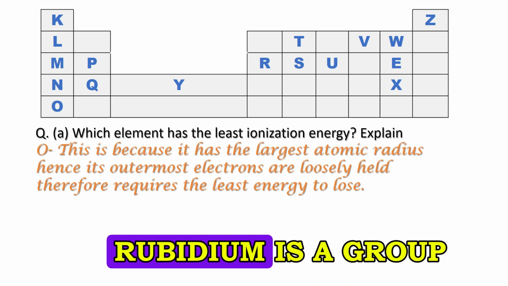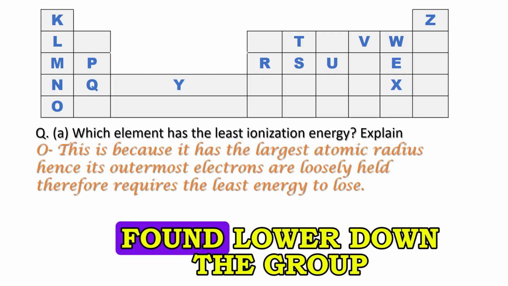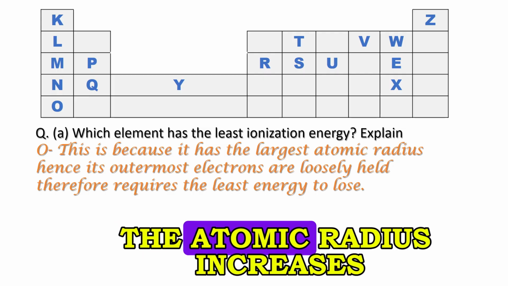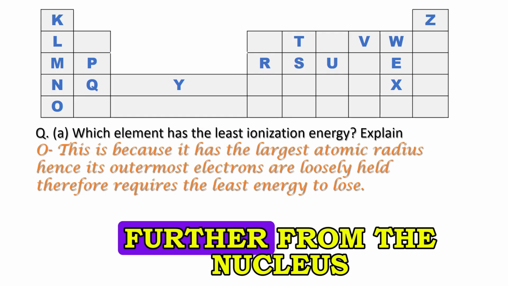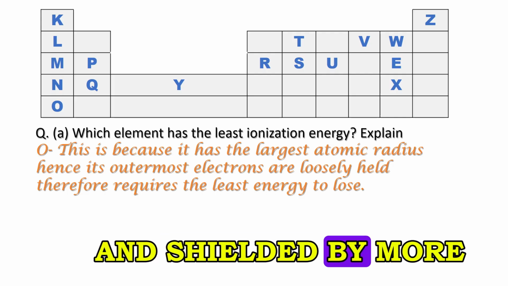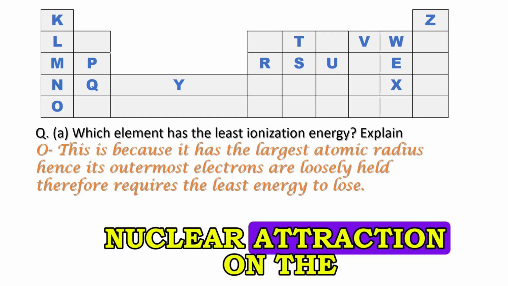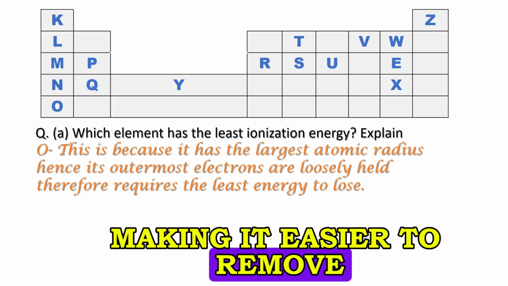Why? Rubidium is a group 1 element, alkali metal, and is found lower down the group. As we move down the group, the atomic radius increases, meaning the outermost electron is further from the nucleus and shielded by more inner shells. This reduces the effective nuclear attraction on the outer electron, making it easier to remove.